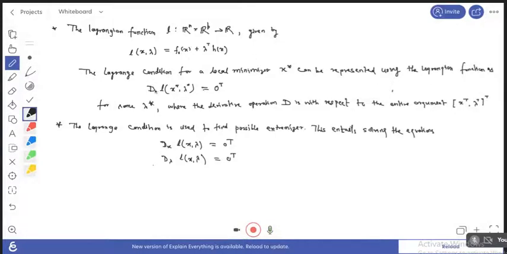And what are the Lagrangian conditions? The total derivative equals 0, or you can write the derivative with respect to x equals 0 and the derivative with respect to all lambda equals 0. Okay, so this is the Lagrangian condition. Now we take a problem that depends on this Lagrangian condition, and try to solve it and find the local maximizer or minimizer, or we can say the local extremizer. In the next page, let us take a simple example and try to solve it.